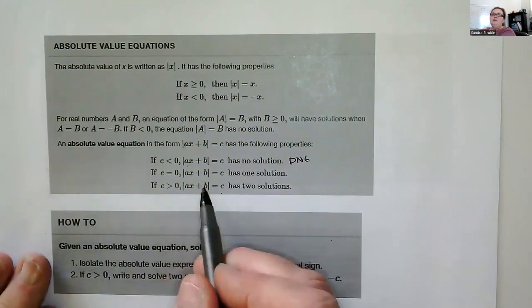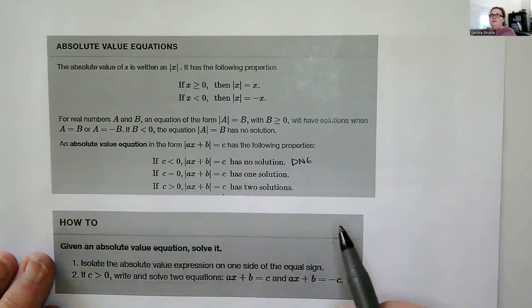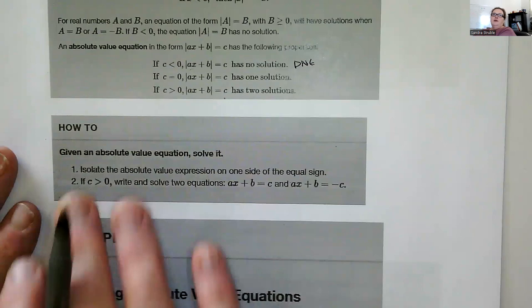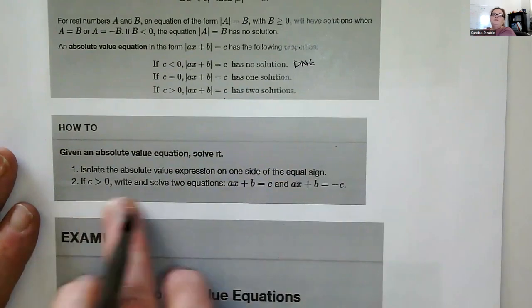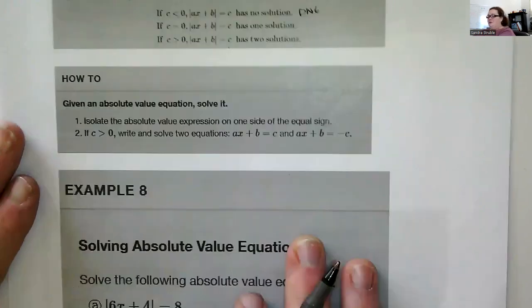So you would take your AX plus B equal to C and AX plus B equal to negative C and solve for both of those. And I'll show you how to do that here in just a moment. This tells you how to solve it. If C is greater than 0, you're just going to set them up to C and negative C. I didn't realize that was there.